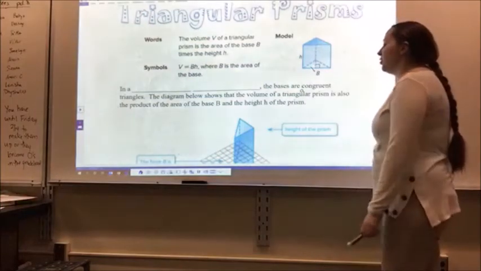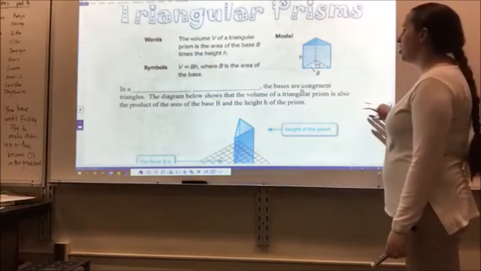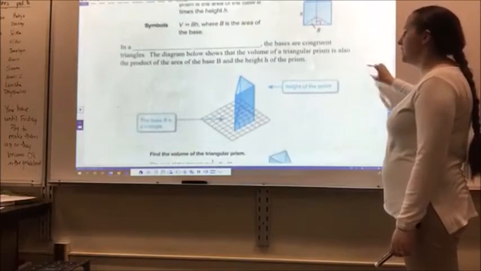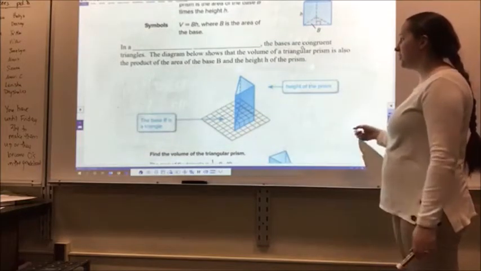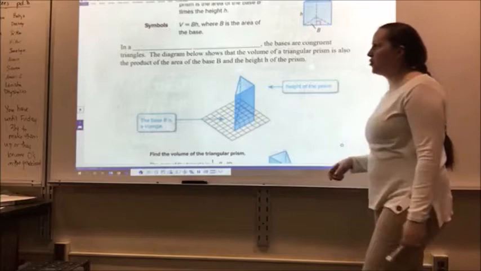The diagram below shows that the volume of a triangular prism is also the product of the area of the base B and the height H of the prism. So in those blanks, you're going to write triangular prism.